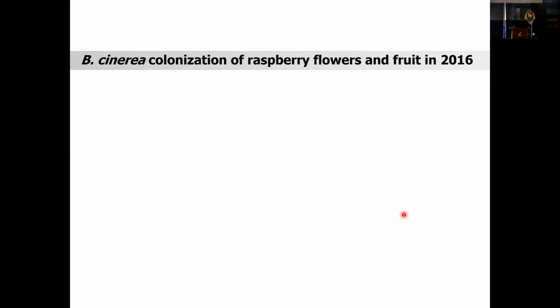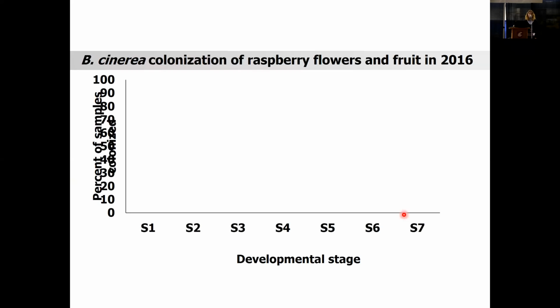So let's first look at the results of colonization of these different developmental stages. Here I'm going to show you results only from 2016, but the dynamics of the colonization between stages was the same between 2015 and 2016. So here on the x-axis, we have our 7 developmental stages, and on the y-axis, the percent of samples that were colonized by the fungus for each stage.